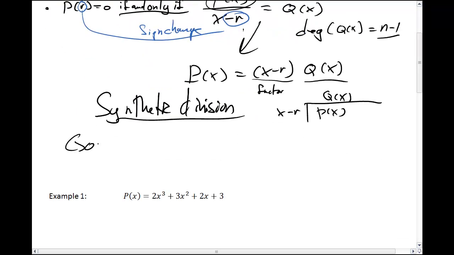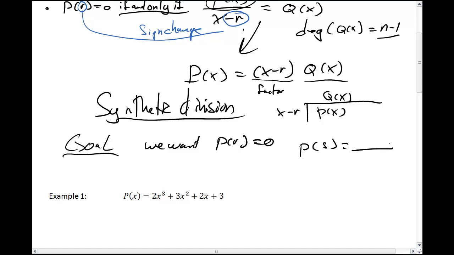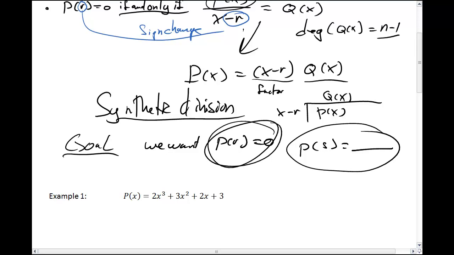What is our overall goal? Well, our overall goal in this module is to find r. I don't know exactly how to say this, but we want p of r equal to 0. That's what we want. If I pick random numbers that aren't r, let's say I pick a number s, p of s equals blank, it's going to equal some number. We don't know what it's going to be. We'd like to be able to figure out what that is, and maybe if I can figure out some nice way to evaluate polynomials for particular numbers, this might lead us into some insight into how to solve them for zero.